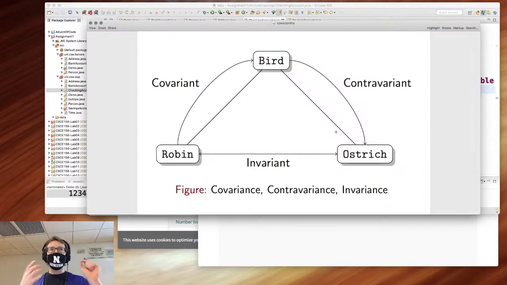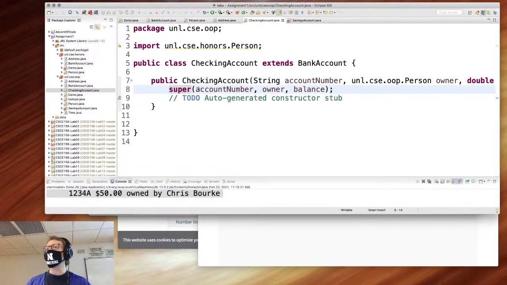But at the same time, for a robin to be a bird, the bird things have to be constructed as well. The feathers, anything that's common to an ostrich and a robin, the feathers, the beaks, whatever else is common to birds, they all have to be created as well. And so we are forced to call the superconstructor. And since there's only one superconstructor, I only saw one, you cannot call the no argument superconstructor because it doesn't exist.